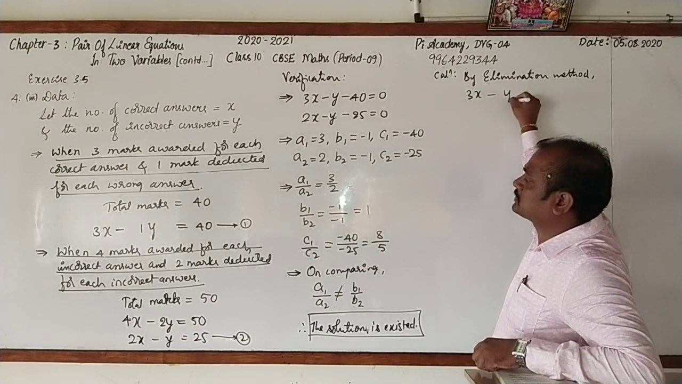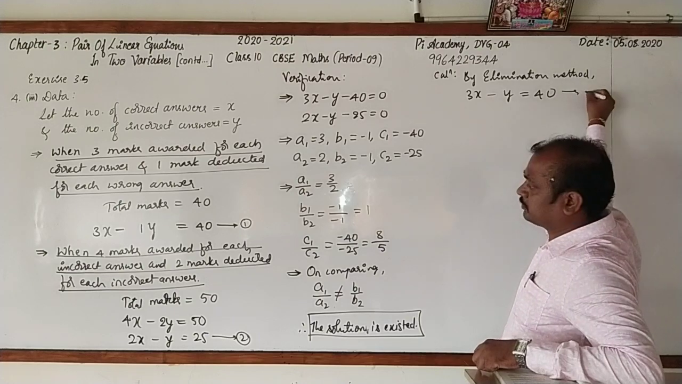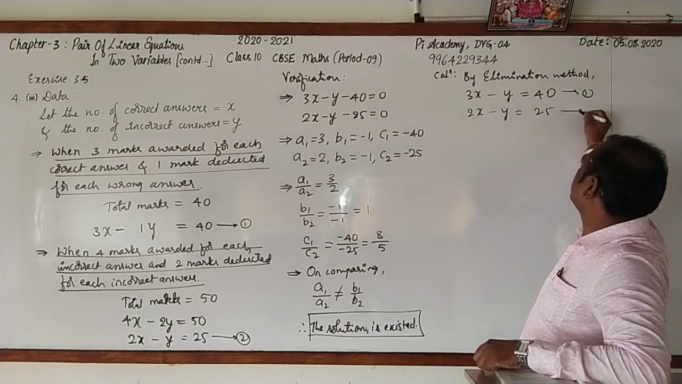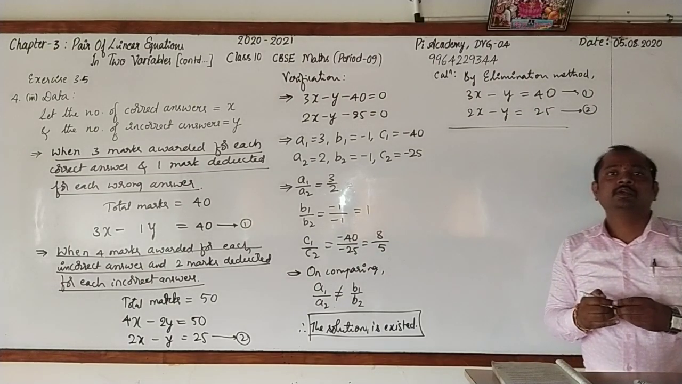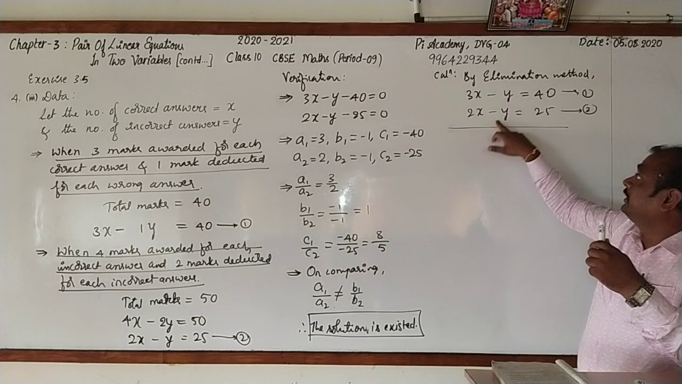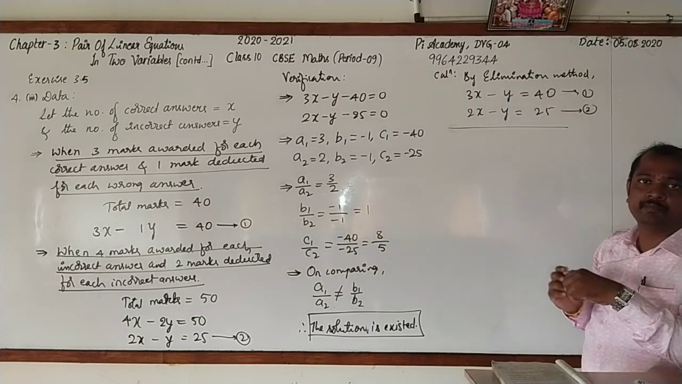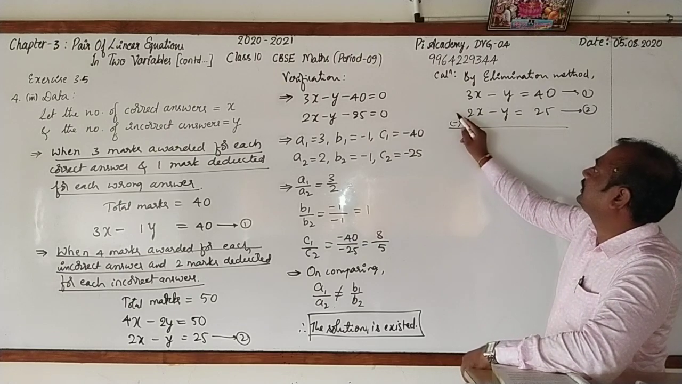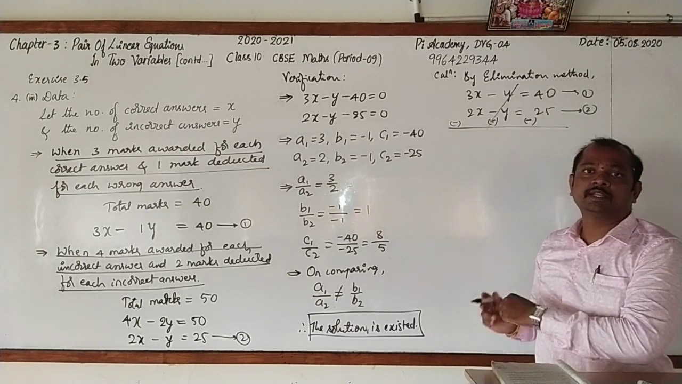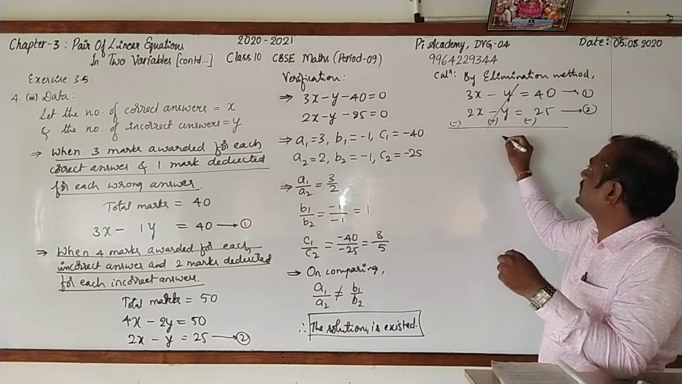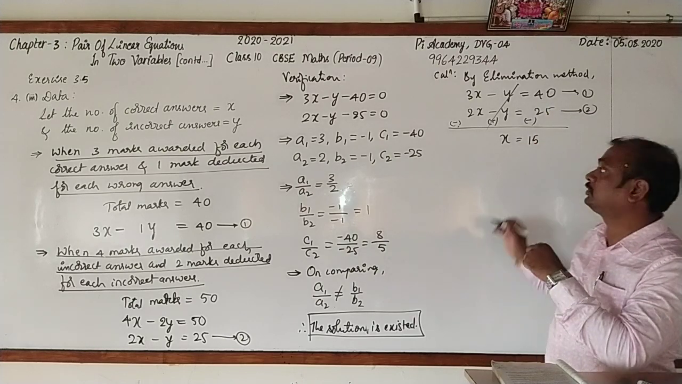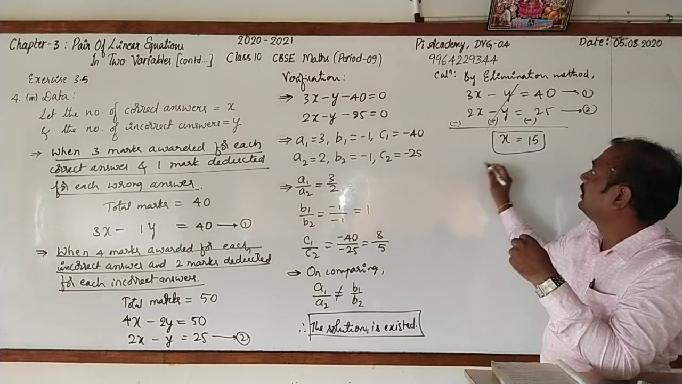Here 3x minus y is equal to 40. This is equation 1. Next, 2x minus y equal to 25. This is second equation. See that you need not equalize the coefficient of either x or y, because the coefficient of y is already the same. Hence we shall just change the sign. Here plus is there, minus. Minus is there, plus. Minus y plus y get cancelled. Now 3x minus 2x is 1x. 40 minus 25 is 15. x equal to 15. Next, we got x value.